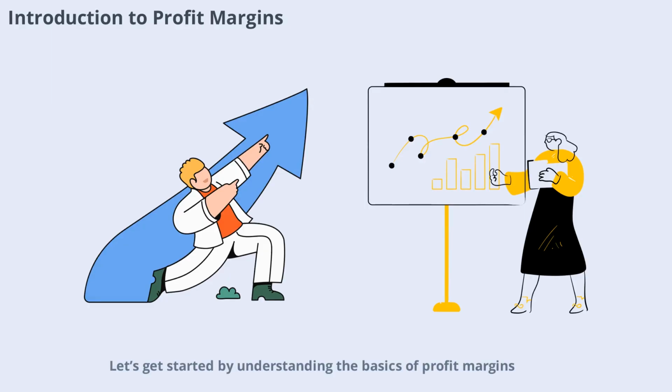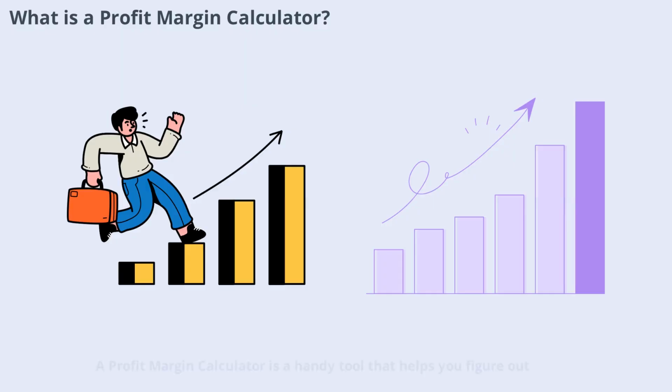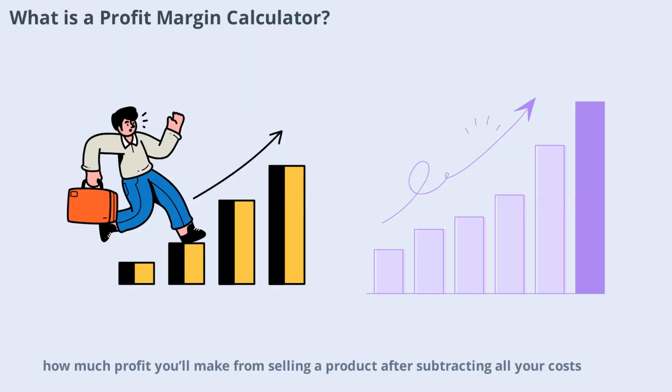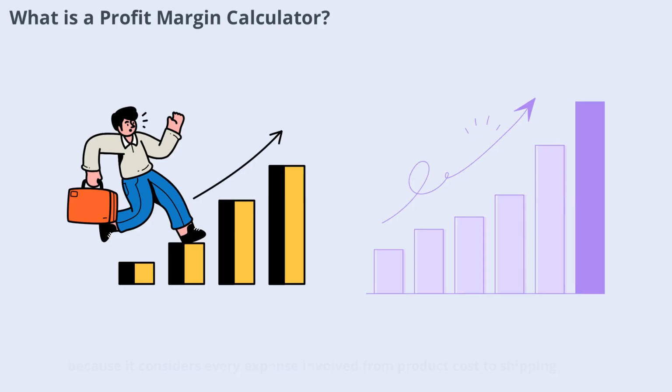Let's get started by understanding the basics of profit margins. A profit margin calculator is a handy tool that helps you figure out how much profit you'll make from selling a product after subtracting all your costs. For Amazon sellers, this calculator is especially useful because it considers every expense involved, from product cost to shipping, Amazon fees, and even advertising. By using this calculator, you can quickly see if your product will be profitable or if you need to adjust your pricing or cost. Let's dive deeper into the specific costs you need to include.